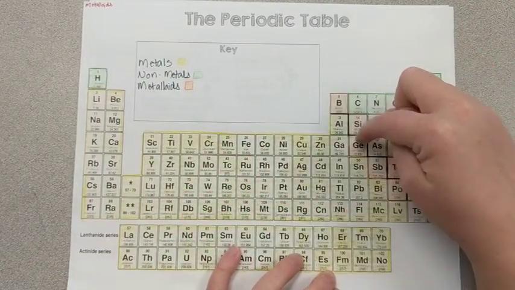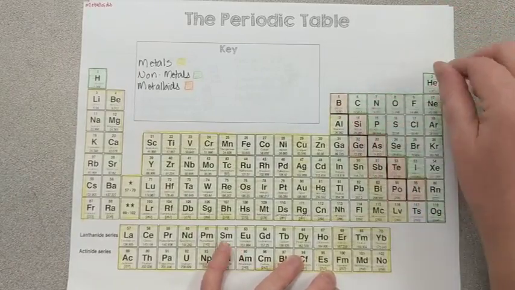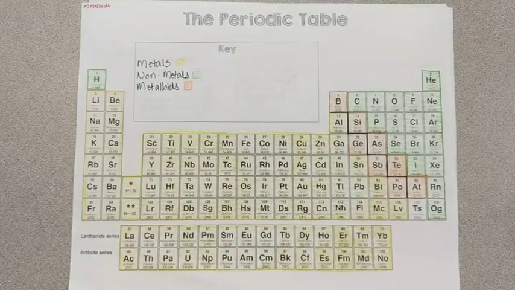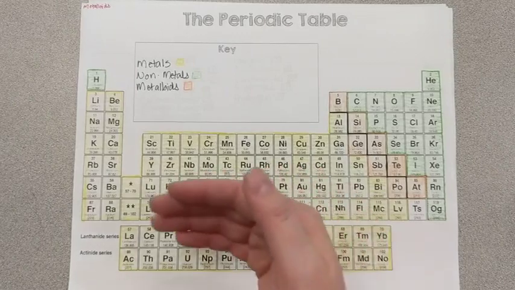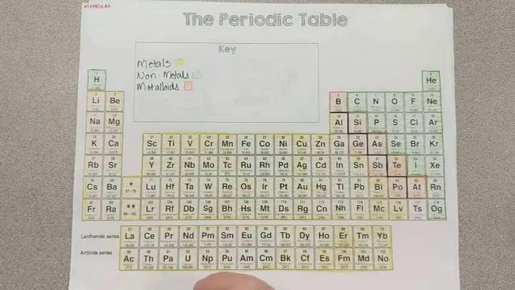Everything that touches, or most of the things that touch those zigzags, are metalloids, which means they have properties of both metals and nonmetals. The metalloids are conductors, like metals are, but they're not great conductors. So that's one of the characteristics that metals and metalloids have that are different. So go ahead and get those colored in.